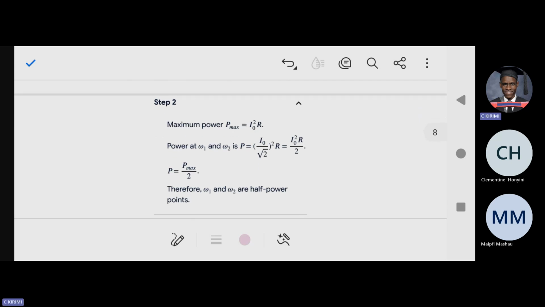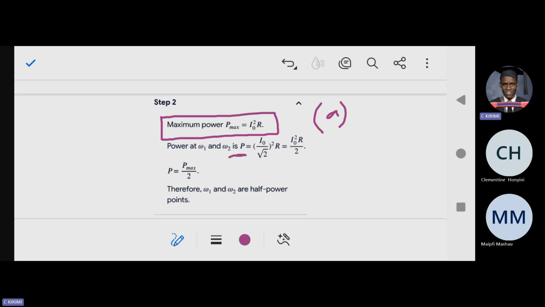All right, so maximum power is given by that, which is P max is equal to half I naught squared multiplied by the resistance. So we are answering that question for half power, which is the first one for A. That is the one which we are answering here. So which means power at W1 and power at W2 is P. So P is given by this, I naught over root of 2.